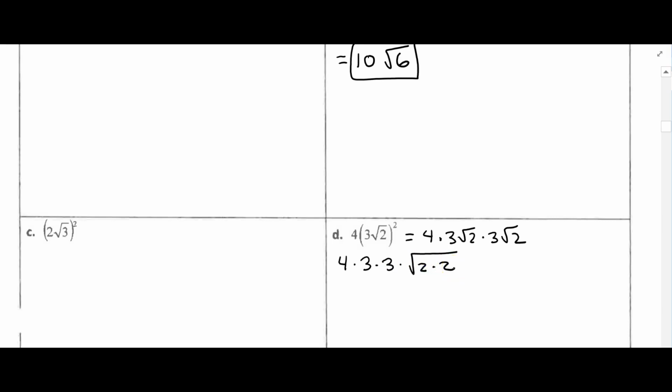So we notice now I've got a pair of 2's under here, and we learned before that anytime I have a pair, that's going to simplify to a single 2 without a radical, because 2 times 2 is 4, and the square root of 4 is 2. So now this becomes 4 times 3 times 3 times 2. This whole thing here is 2, and if we multiply that out, we should get 72.